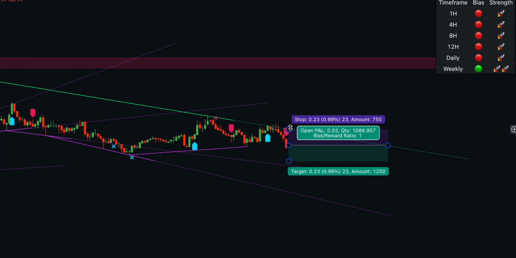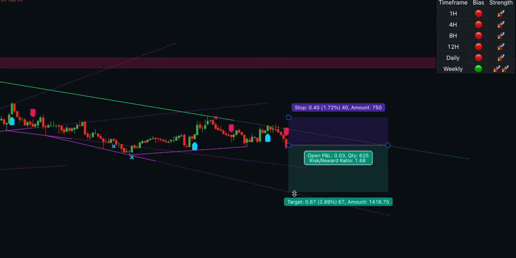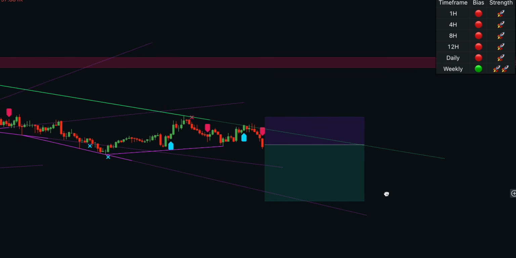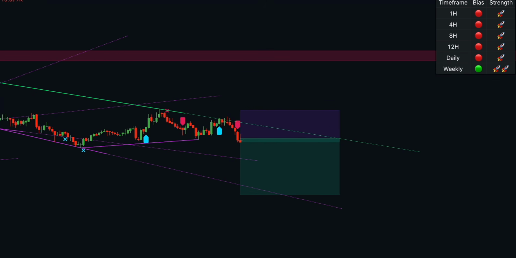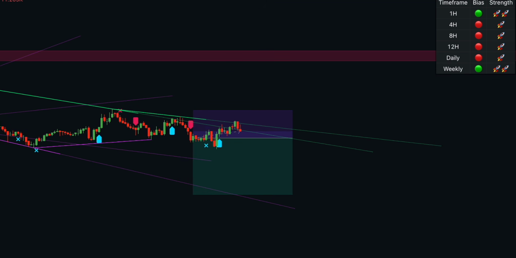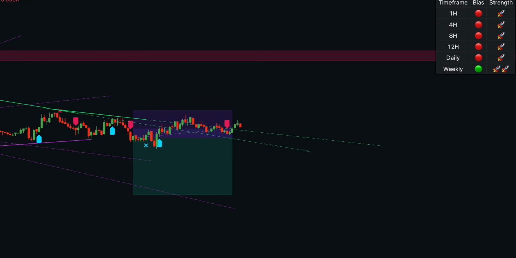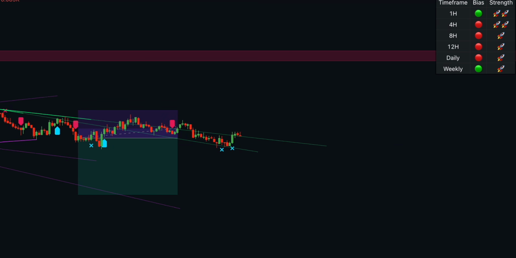Remember to sell at the trend line. It is too late to open a trade if the price is too far away from the trend line. Set the stop loss above the trend line. Target 2 times the risk. Let's see how this trade plays out.